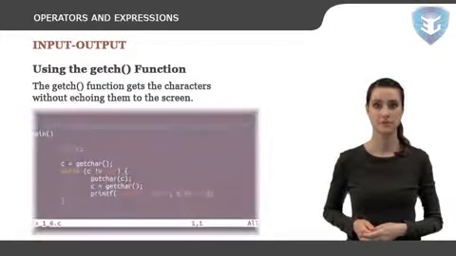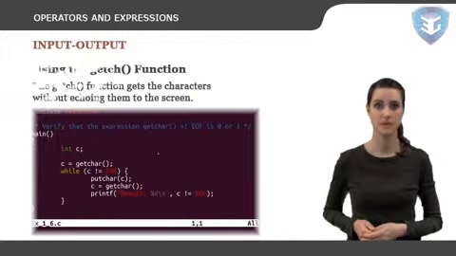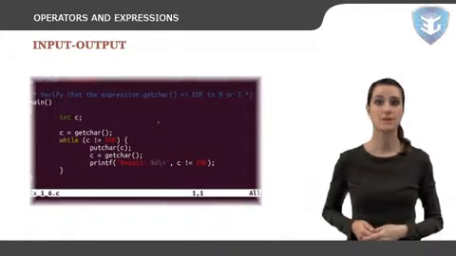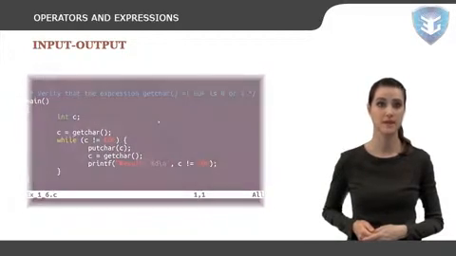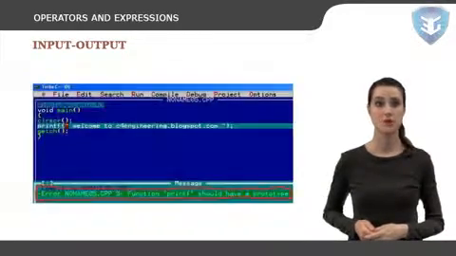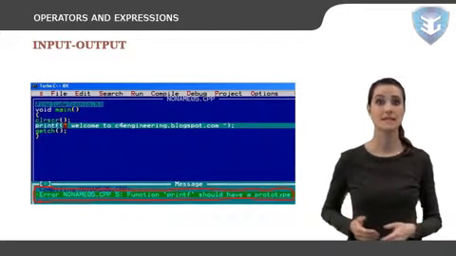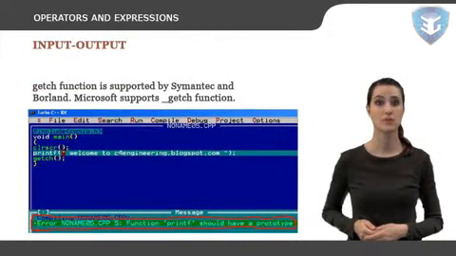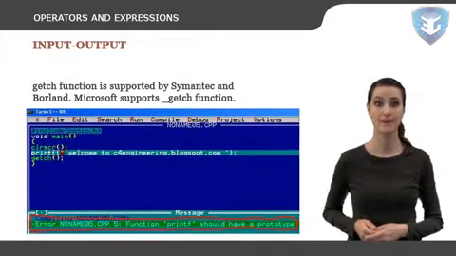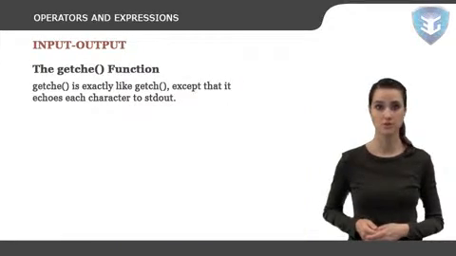Using the getch function. The getch function gets the characters without echoing them to the screen. One knows the characters are being gotten because the original listing uses the putchar function to display them. Remember that the getch function is not an ANSI standard command. This means that the compiler might or might not support it. The getch function is supported by Symantec and Borland. Microsoft supports the _getch function.